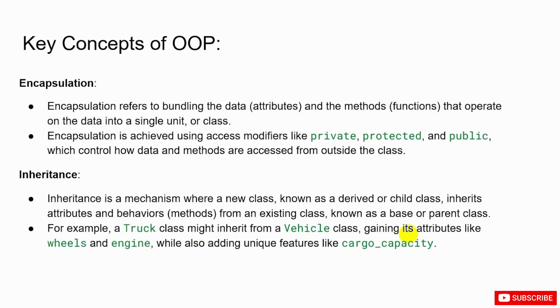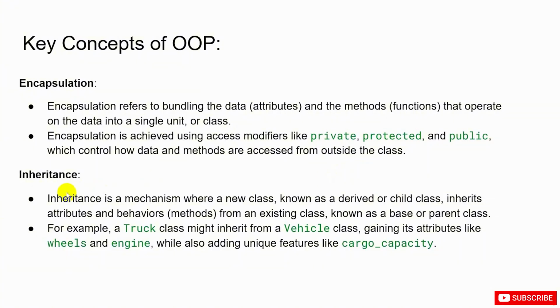Next, the key concepts of object-oriented programming. The first one is encapsulation. Encapsulation refers to bounding the data, like attributes, and the methods, like functions, that operate on the data into a single unit, or class. Encapsulation is achieved using access modifiers like private, protected, and public, which control how data and methods are accessed from outside the class.